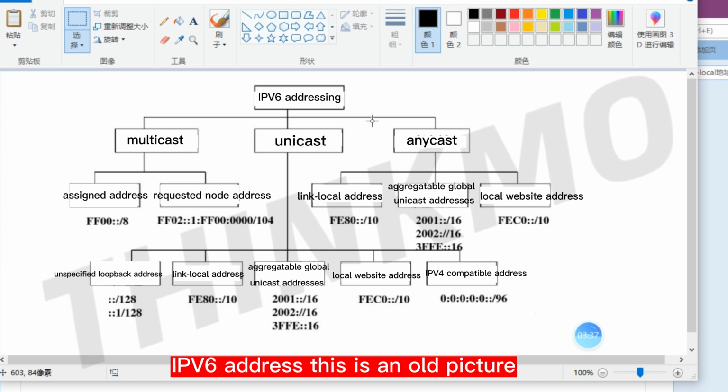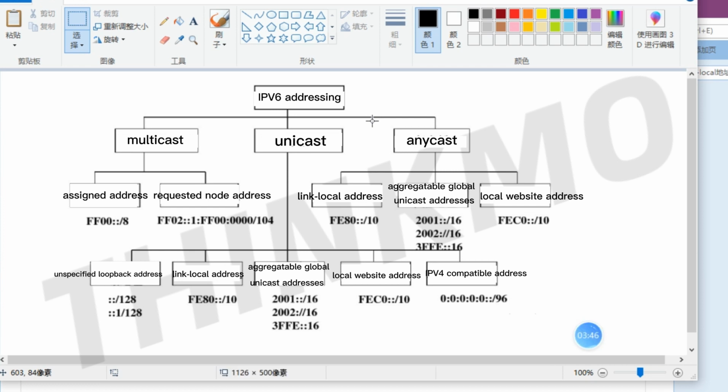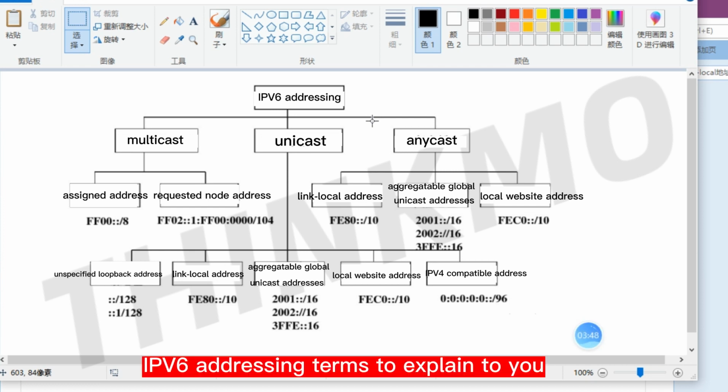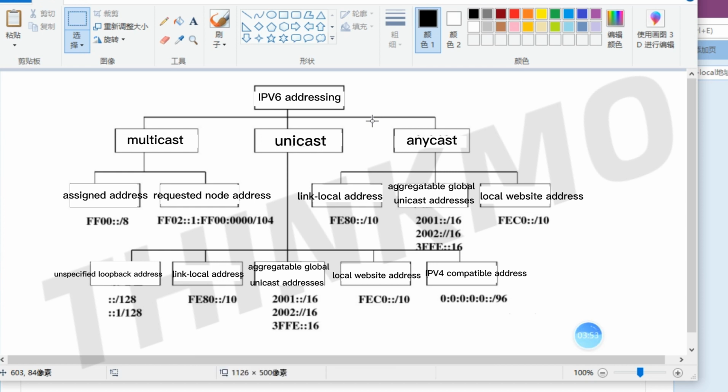This is an old picture, and some terms at this stage are a little bit different, so I'll just use some of the current ones to explain IPv6 addressing terms to you. Addresses fall into three broad categories.